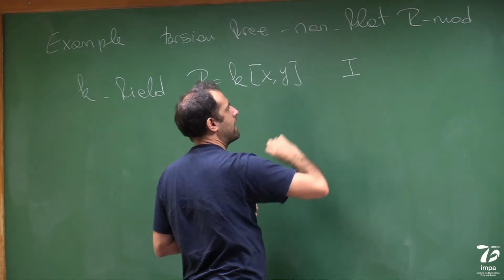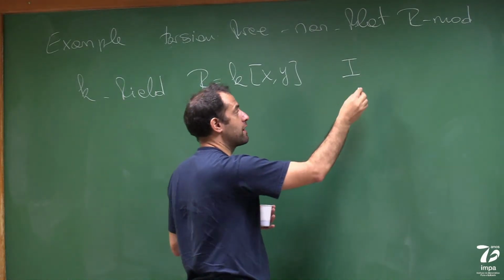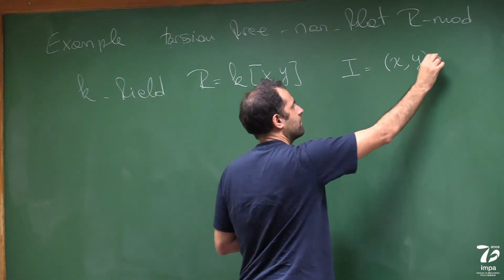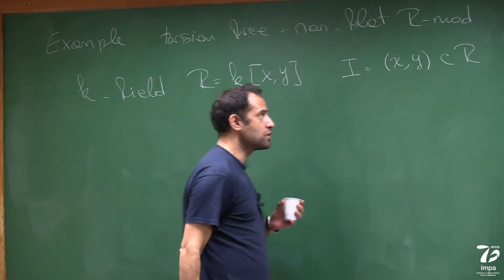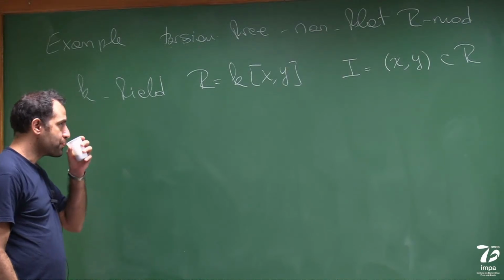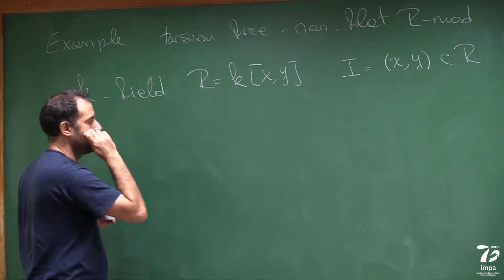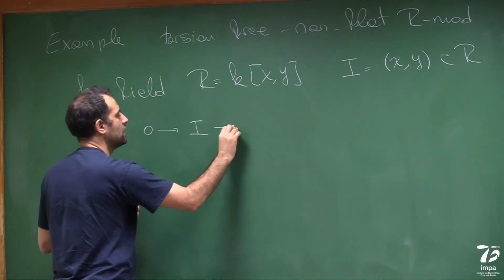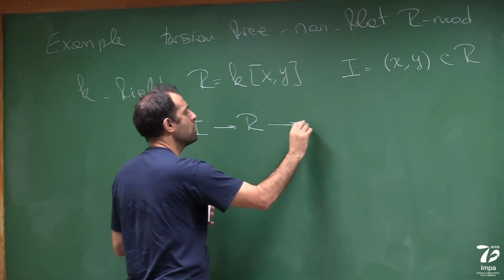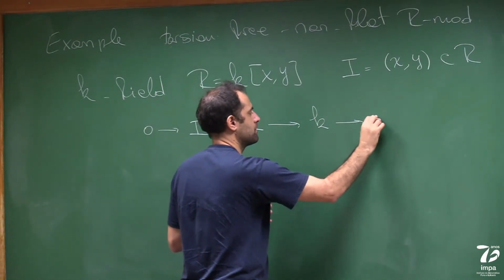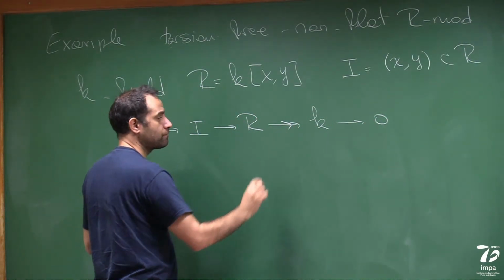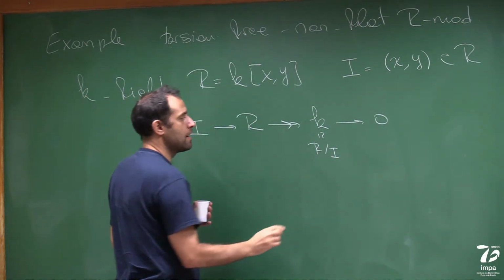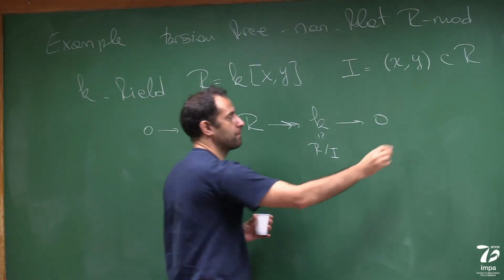Our ring R is the ring of polynomials in two variables. And an ideal of R, which is in particular an R module, was the ideal I generated by these two guys, X and Y. So this is an R module. And we have this obvious sequence: this ideal sits inside of R, and the quotient is the field K. So this is R mod I, and this is an exact sequence of R modules.